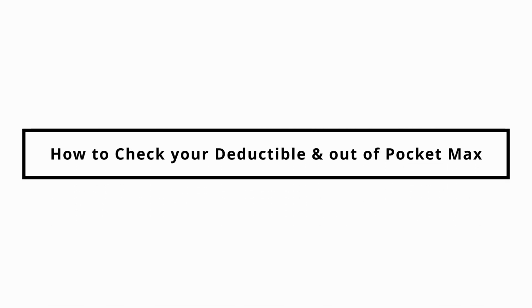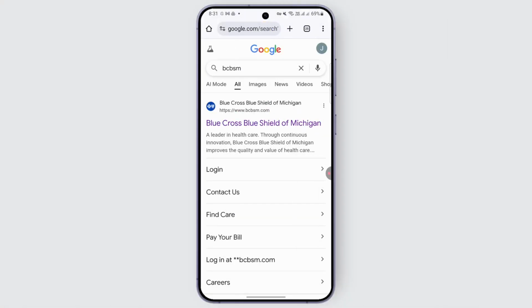How to check your deductible and out-of-pocket max on BCBSM. To check your deductible and out-of-pocket max on your BCBSM plan, you can follow these steps.